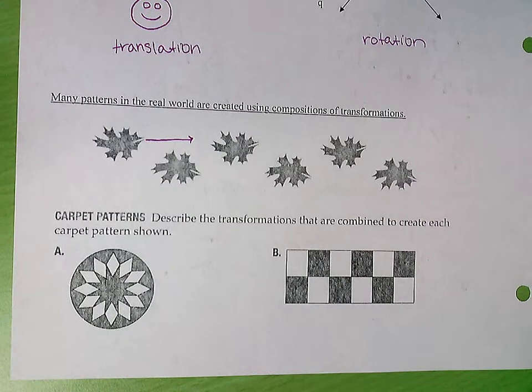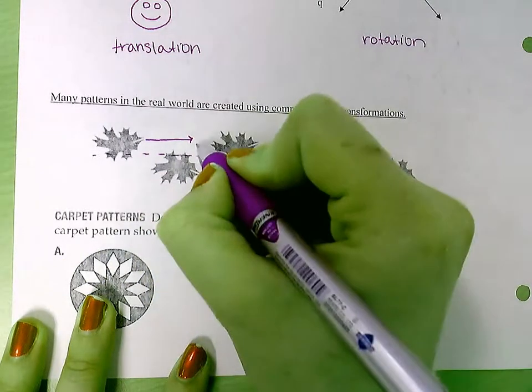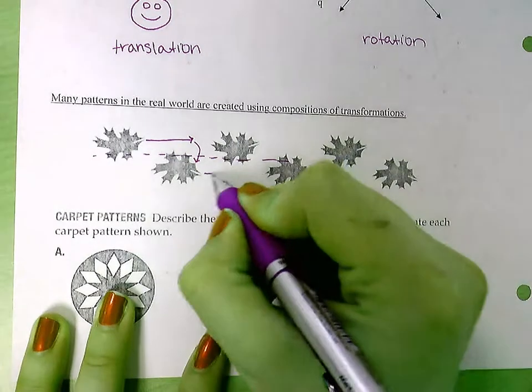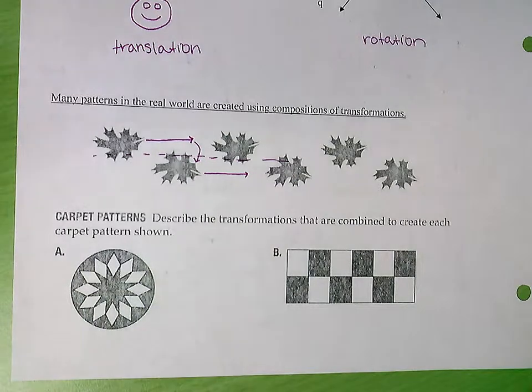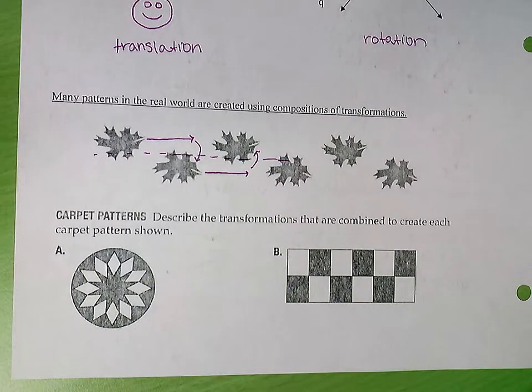translate, so slide to the right, and then it would reflect over that line to create that new leaf. Okay, so it slid to the right, then reflected, and it'll keep doing that same thing over and over. So it would slide to the right and then reflect again. Okay, so that's how these patterns are created.